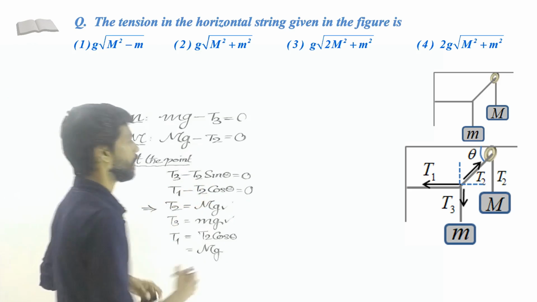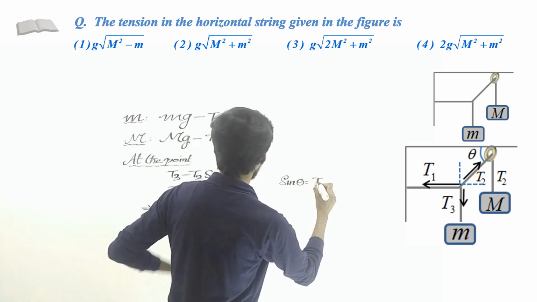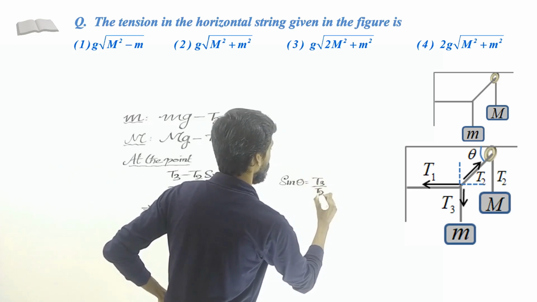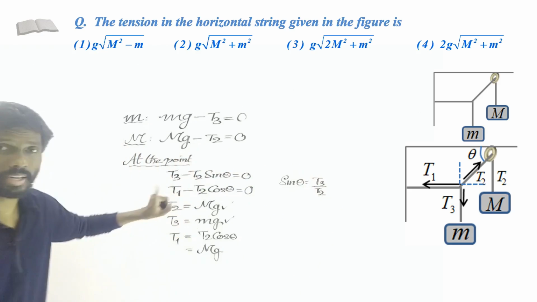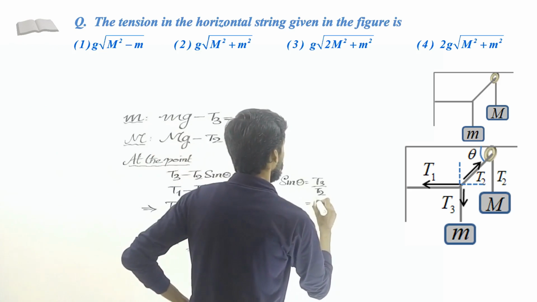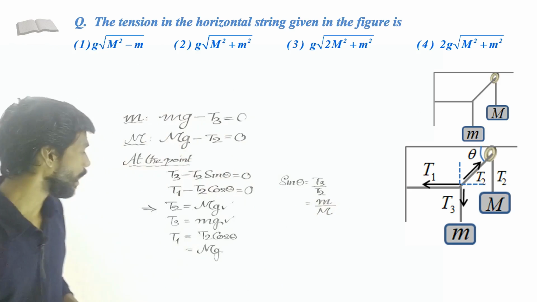So let me do it separately here. We know that sin theta is T3 divided by T2, but T3 is already known. T3 divided by T2 is small mg divided by capital Mg, that is small m divided by capital M. But we don't want sin theta, we want the value of cos theta.